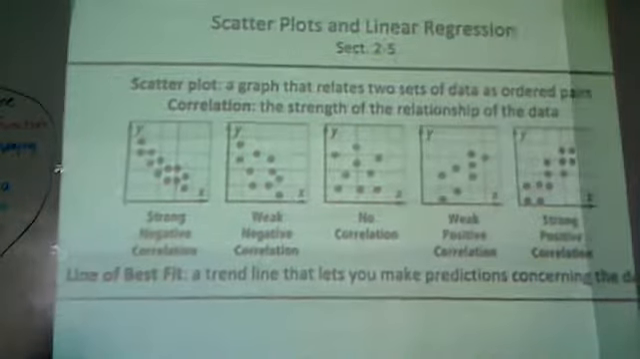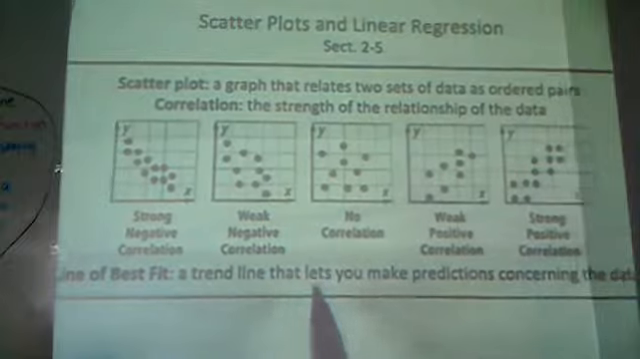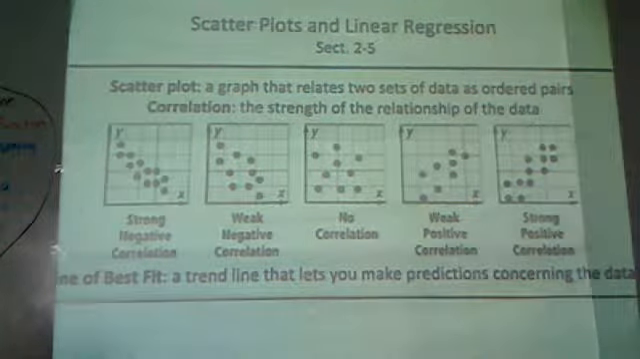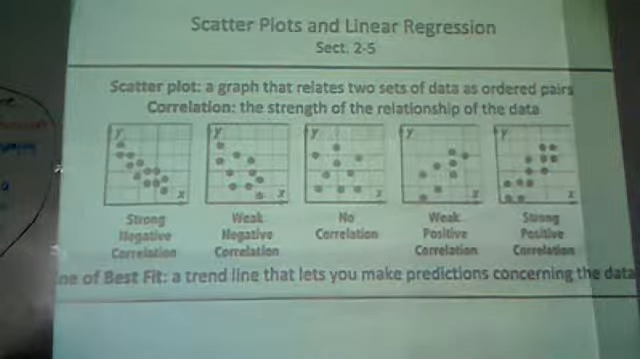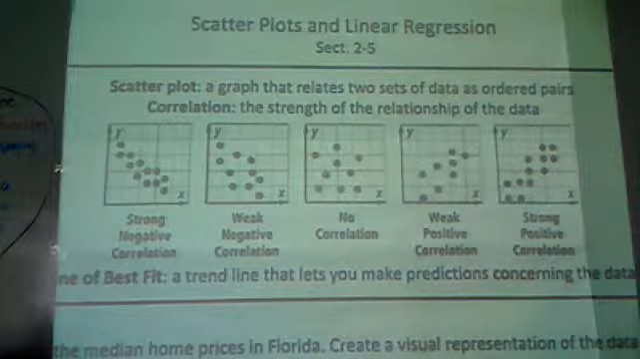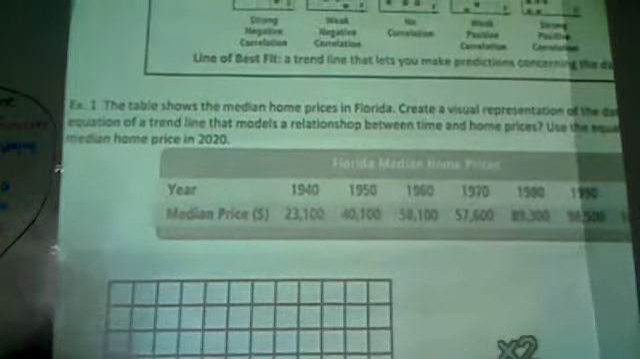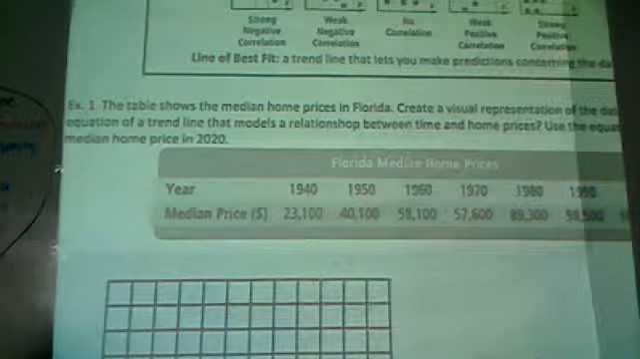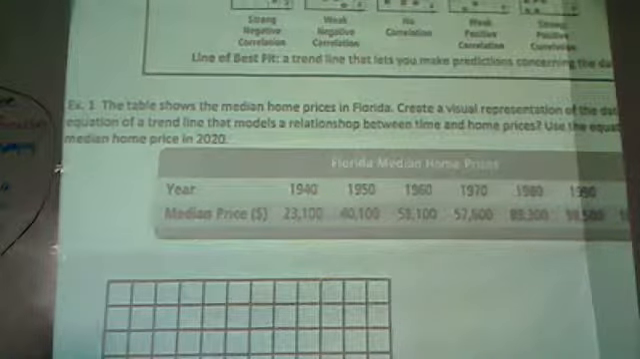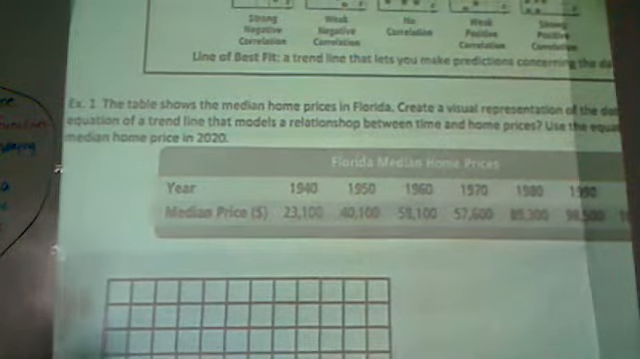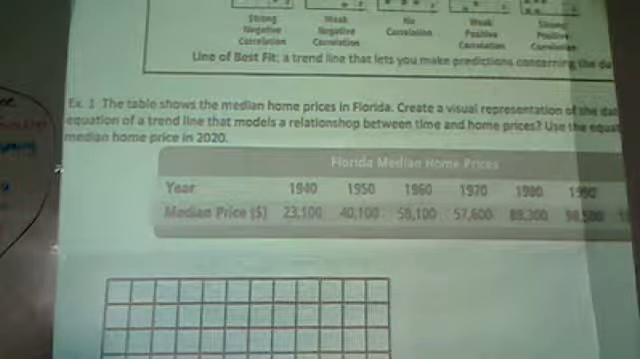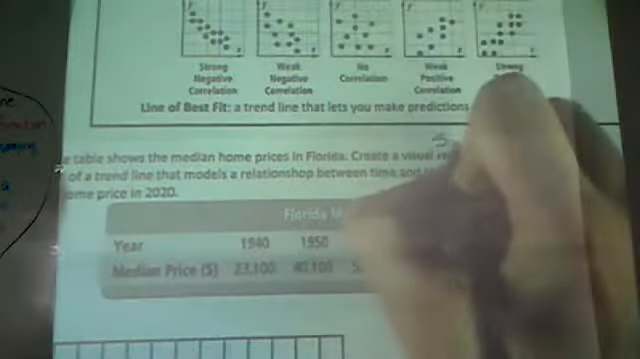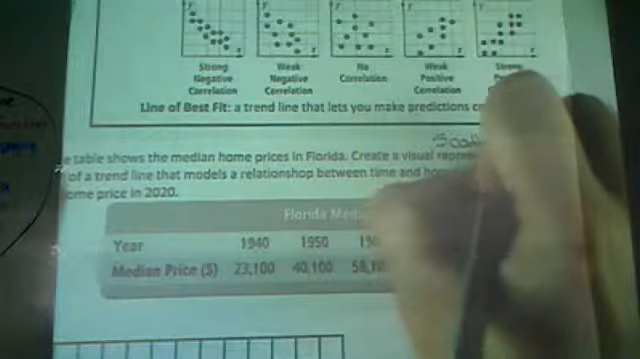A line of best fit is a trend line that lets you make predictions concerning the data. And that is what we are going to do today with this example below. Let's look at it. The table shows the median home prices in Florida. Create a visual representation of the data. This means some type of graph.